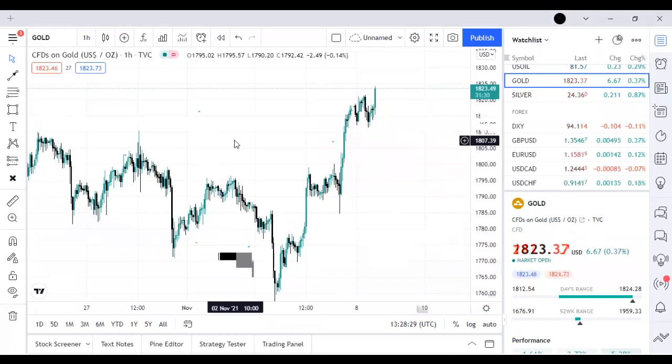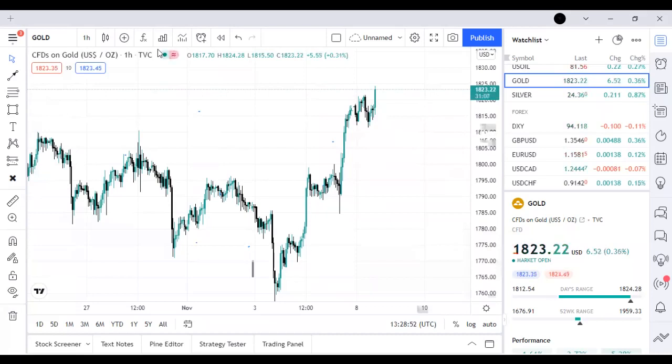Most of your analysis, you're supposed to be doing from your monthly to the weekly to the daily down to your 4 hour. Then your 1 hour should be your execution time frame, right? A 1 hour should be your execution time frame.